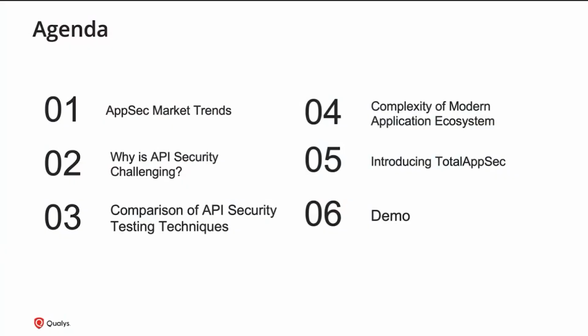In this session, we will talk about how pervasive APIs are and why it is a difficult problem to solve in terms of API security. Then we will compare different techniques that are used to test APIs. We will also briefly talk about complexities of modern application ecosystem. After that, I'll introduce you to Total AppSec, which is our product to test web applications and APIs. We will conclude the session with a brief demo of the product.